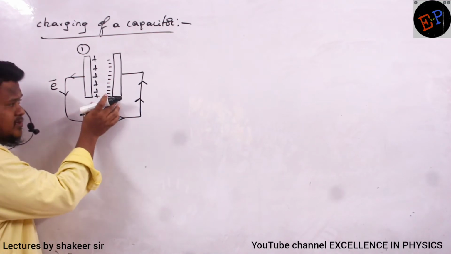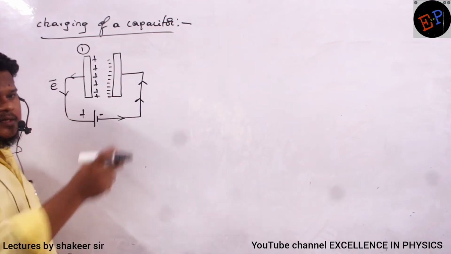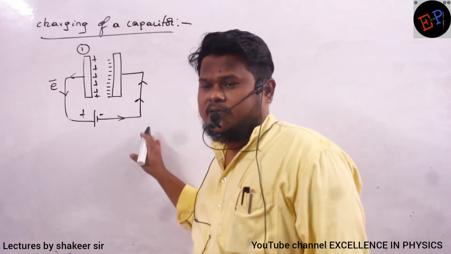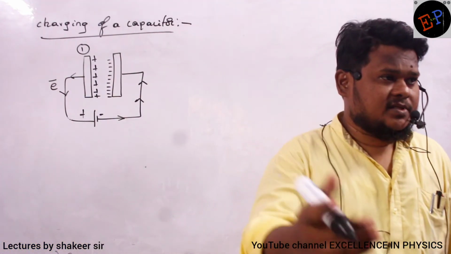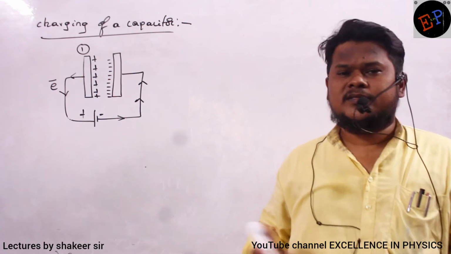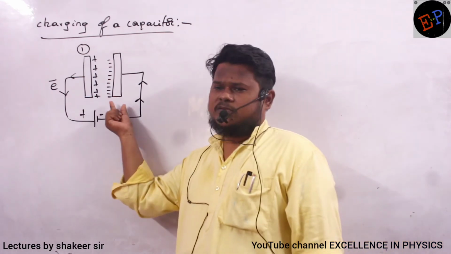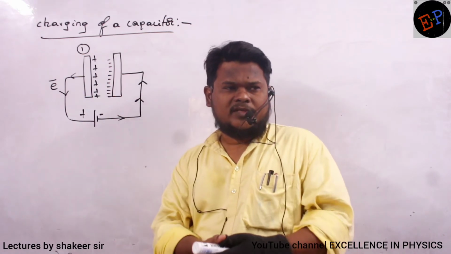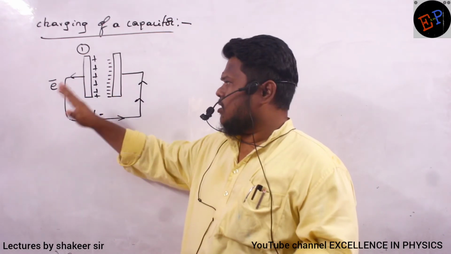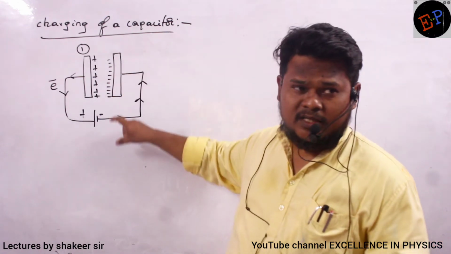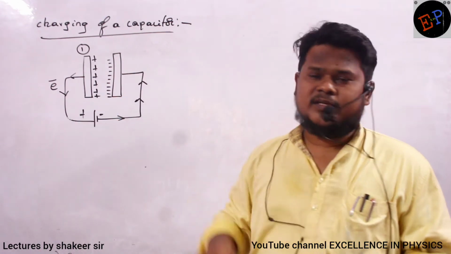Here the point is that charges always reside on the inside surface of the plates only. Charges don't reside on the outside surface. They reside only on the inside surface. What is the reason? The reason is these are positive, these are negative, and continuously they are attracted towards each other. Clear? So all the charges get deposited on the inside surface. Similarly, negative charges also get deposited on the inside surface.